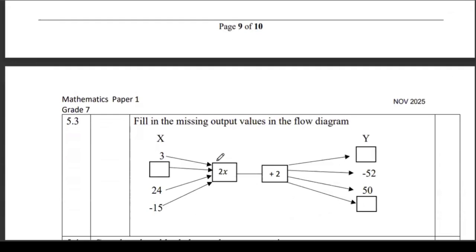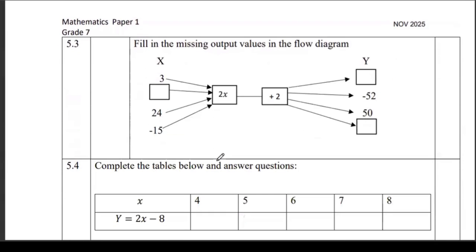And then they want us to find the missing numbers. Okay, it's a flow diagram. So twice x, meaning that we are multiplying by 2. This number here multiplied by 2, we add 2. So 3 times 2 is a 6, plus 2, we're going to have 8. You're saying 3 times 2 plus 2.